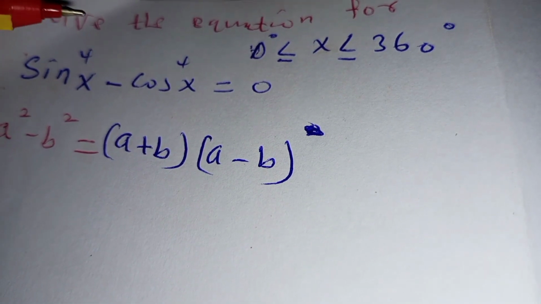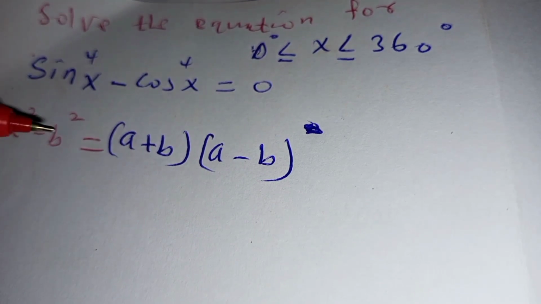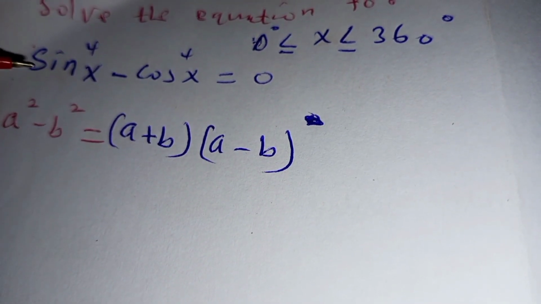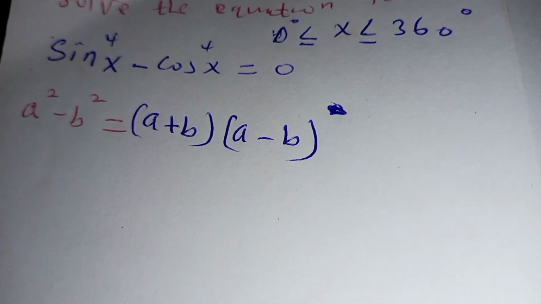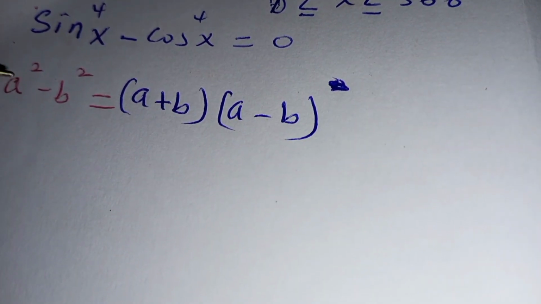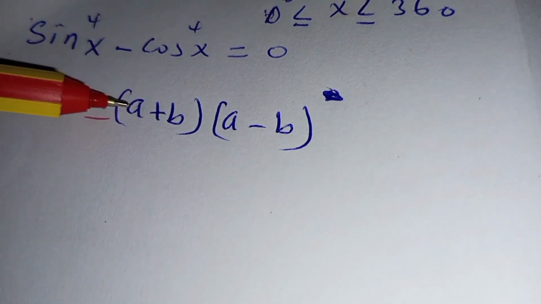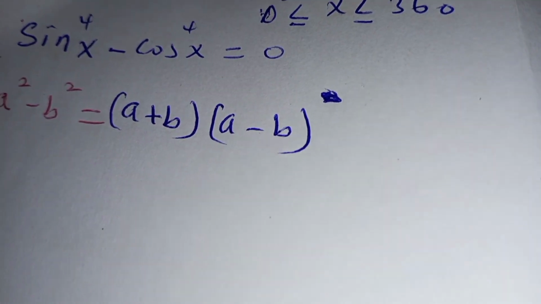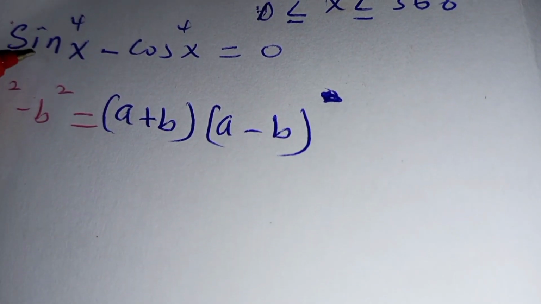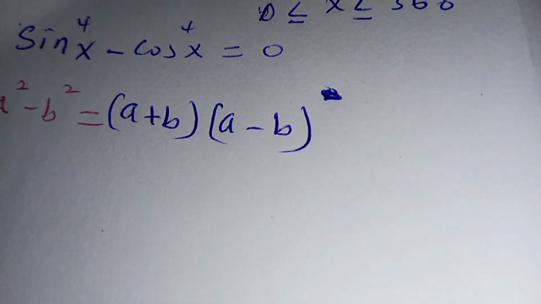For the equation, for x ranging between 0 and 360, given sine x to the power 4 minus cos x to the power 4 is equal to 0, we are going to make use of this identity: a squared minus b squared is equal to a plus b multiplied by a minus b. So we express this trigonometric expression using this quadratic identity as follows.